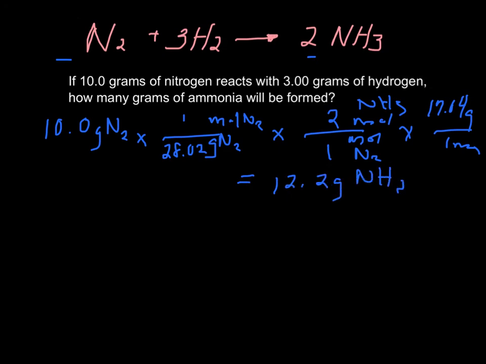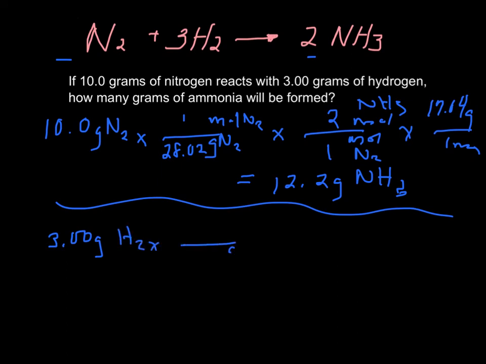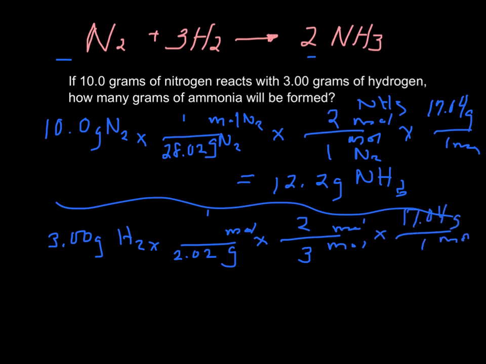All right, now we have to do the other one though. Okay, so we're going to start with 3 grams of hydrogen. We're going to change grams to moles. 2.02 for hydrogen. We're going to do our mole ratio. For hydrogen there's a 3, for ammonia there's a 2. And then again, we're going to change moles to grams. 17.04 for ammonia per mole. And that gives us 16.9 grams of ammonia.